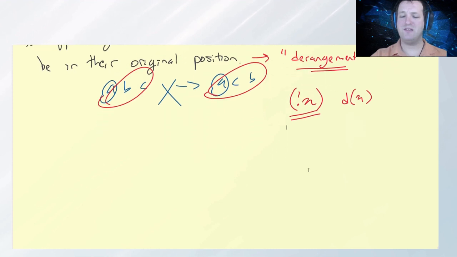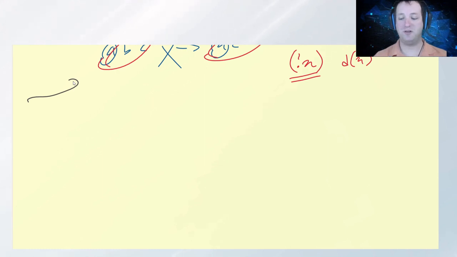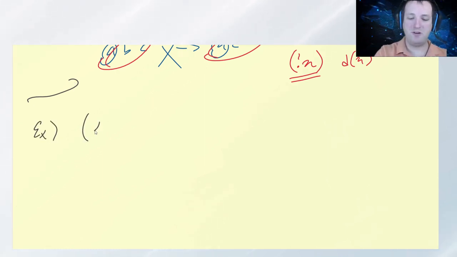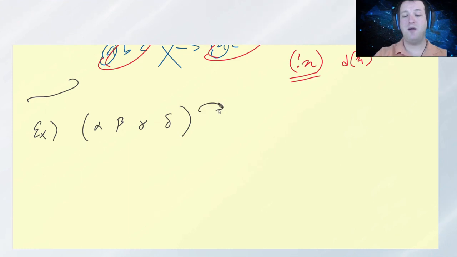So let us look at an example to see if we can count the number of derangements of a particular set of objects without actually looking at a particular formula for it, right? So let us consider the set of objects alpha, beta, gamma, and delta, the first four Greek letters. And we want to count the number of derangements for this. So what's an easy way to count them?